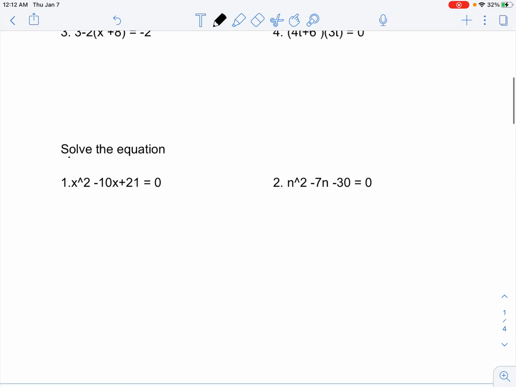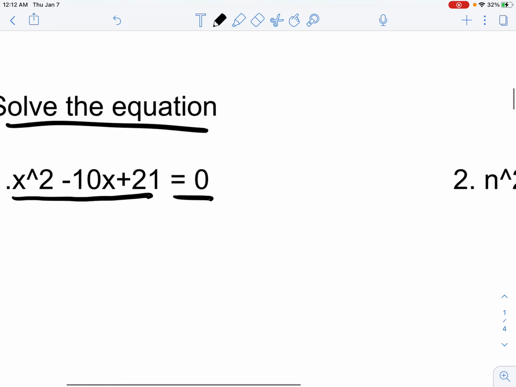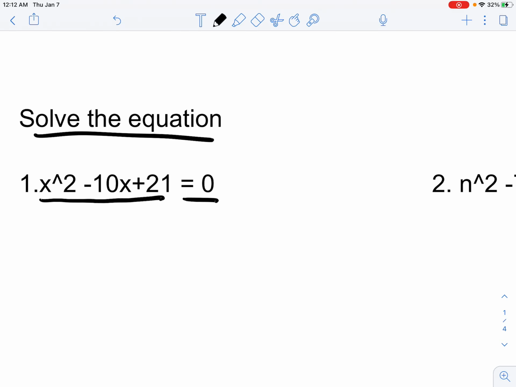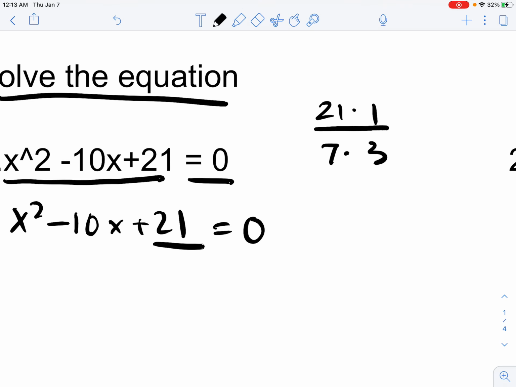Moving on, solve the equation again, but this time you're just given a polynomial equaling 0. So in this case, you have to factor. How can we factor x squared minus 10x plus 21? Well, we have to find the common factors for 21, which is 21 times 1, 7 times 3, and that's about it. Now, does this combination work? Well, 21 times 1 is 21, but there's no way you can get negative 10x with 21 times 1, so you cross out that combination.